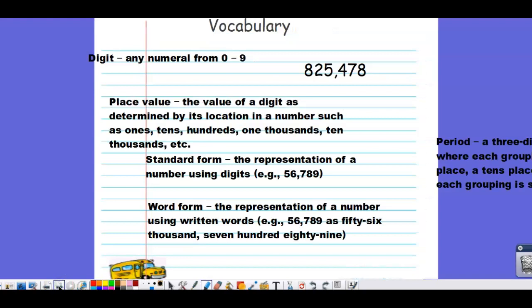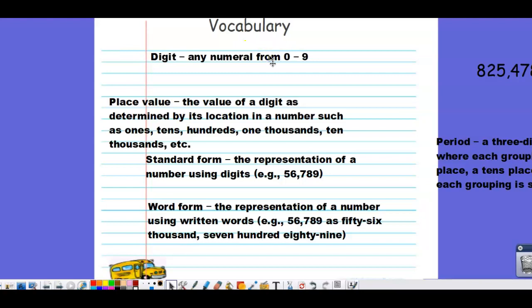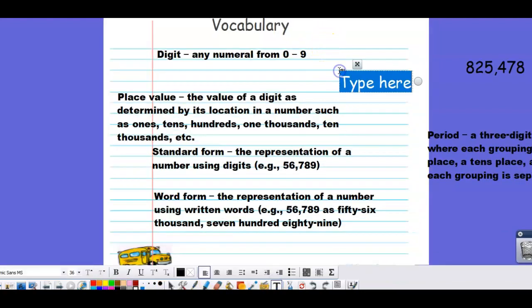Okay. The next step, we're going to talk about our vocabulary. Our vocabulary for today is going to be digits. A digit is any numeral from 0 to 9. So if I wrote a number, which I'm going to type up, 56. That is a two-digit number. We have a 5 and a 6. So those are the amount of digits that it has. When you say what type of number it is, you would say 56. And you're going to learn about place value, how the 6 is in the 1's place value and the 5 is in the 10's place value.